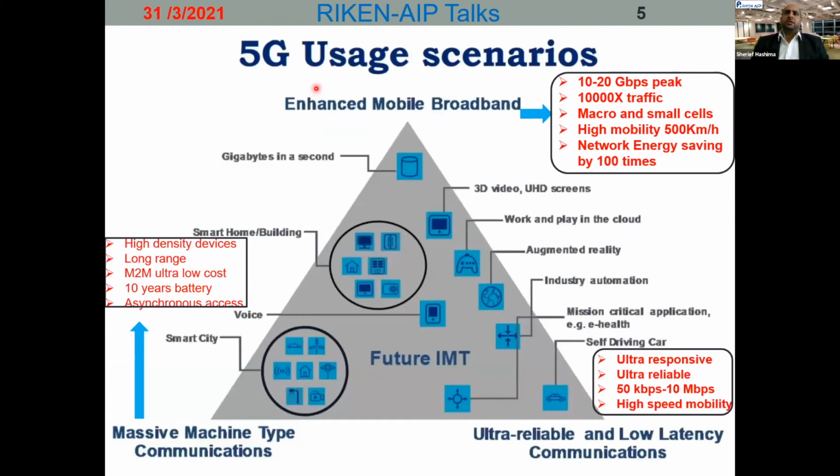The 5G usage scenarios are enhanced mobile broadband, ultra reliable and low latency communications, and massive machine type communications. All of these will be applied for high data rates in gigabit per second, smart homes, smart factories, and smart cities. Also industry automation, augmented reality, 3D video with ultra high definition screens, and also self-driving cars.